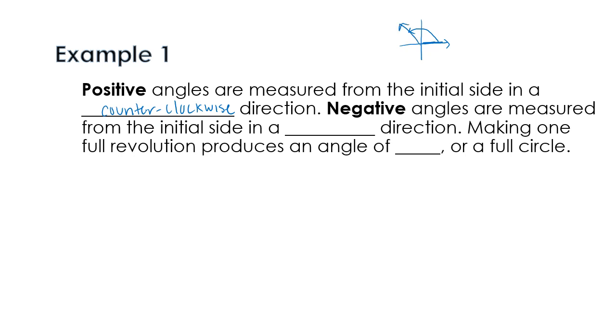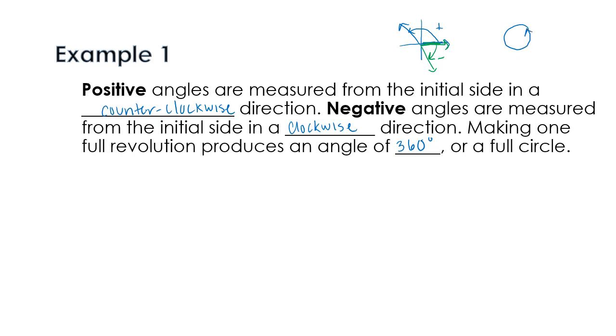A negative angle is measured from its initial side in a clockwise direction. So if I was drawing a negative angle here, this would be the initial side and we'd be going in the clockwise direction. So this would be a negative angle and this one would be a positive angle. Making one full revolution produces an angle of 360 degrees, or a full circle. So to go all the way around the circle, it's 360 degrees.